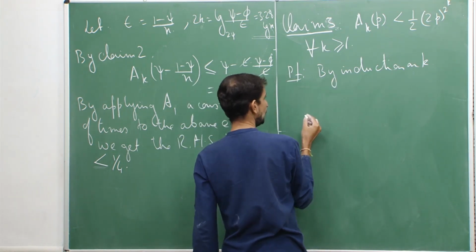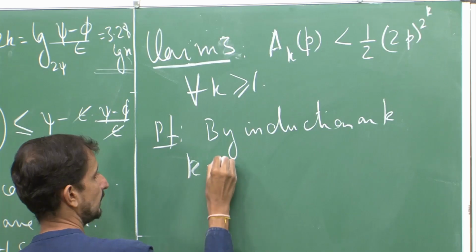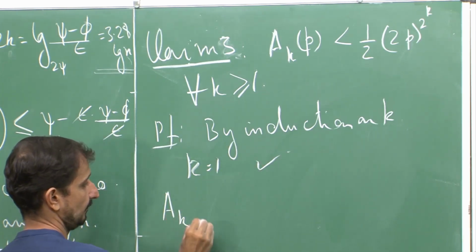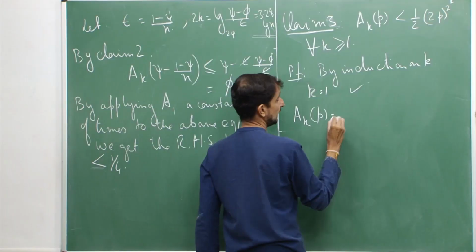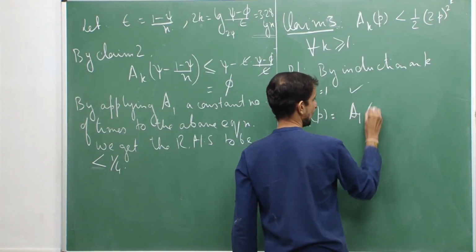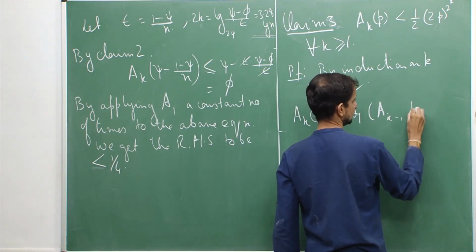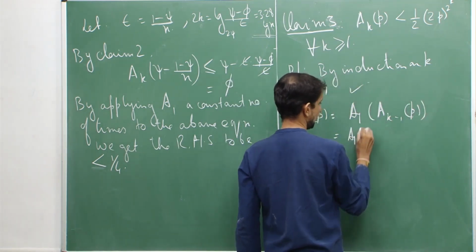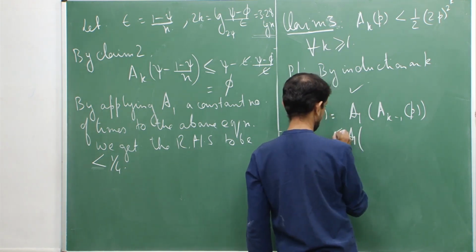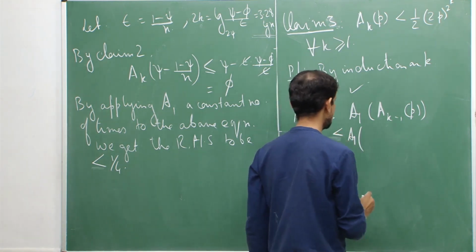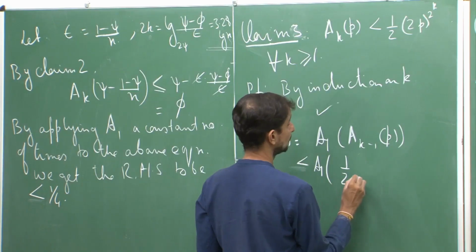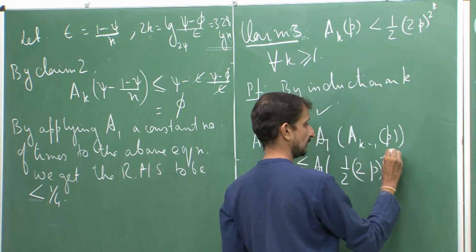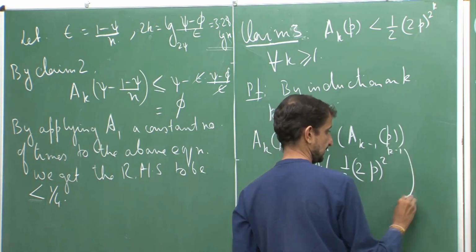Now, let us look at any arbitrary value. So, A_k(p) definition is A_1 of A_{k-1}(p). So, if I apply induction, I get A_1 of, this is strictly less than half (2p) raised to the power 2 raised to the power k minus 1.